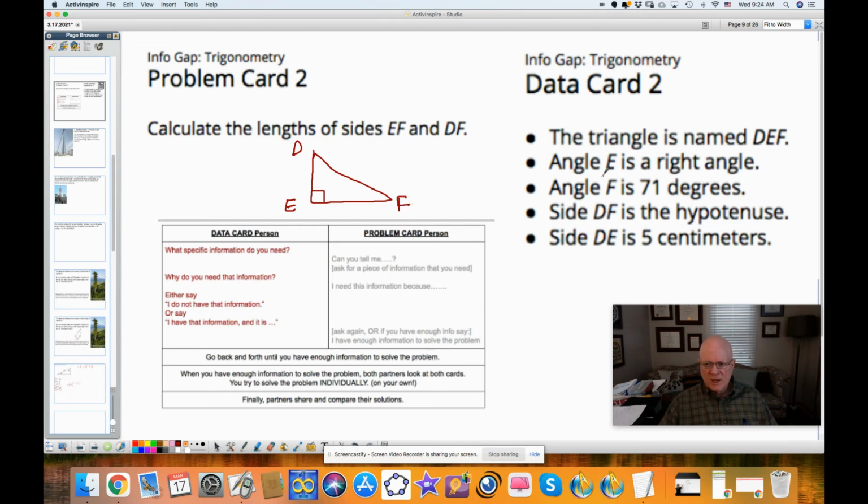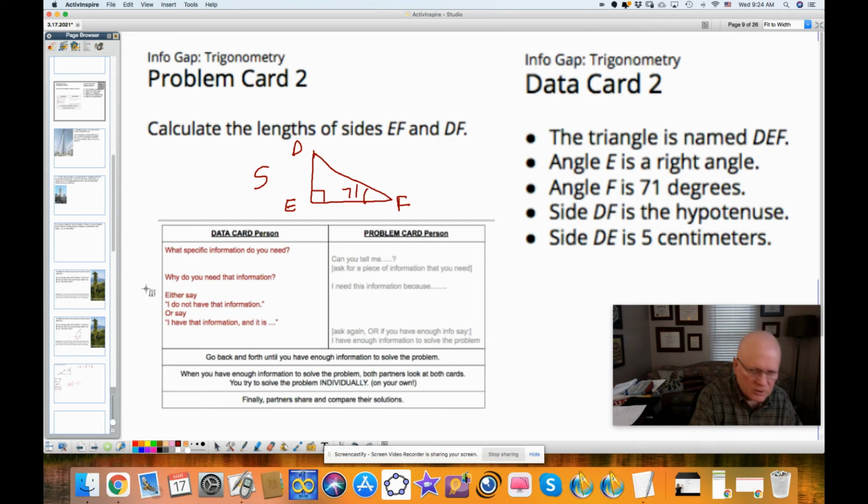We know one of the sides. How do I know which one? Well, because you're asking for it. What do you need to do this? Well, you need one of the sides and one of the angles. Angle F is 71. So this is 71. I'm not drawn to scale, of course. And I can use this information to solve this.